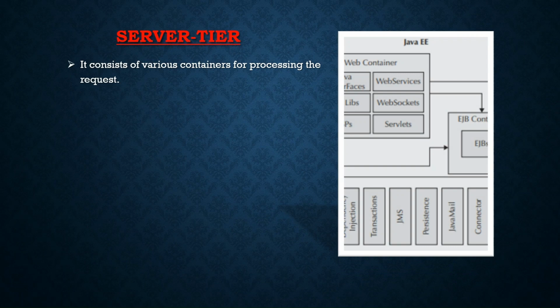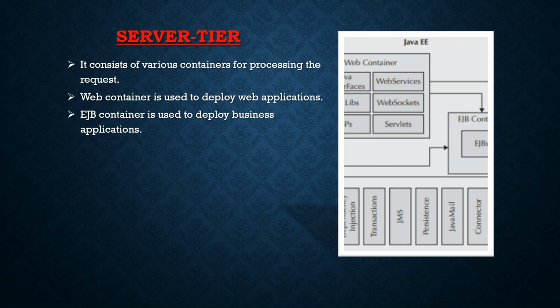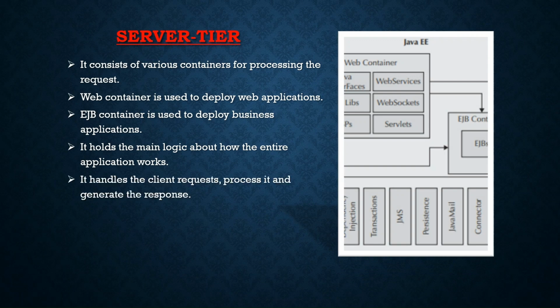It consists of various containers for processing the request. Web container is used to deploy web applications. EJB container is used to deploy business applications. It holds the main logic about how the entire application works. It handles the client requests, processes them, and generates the response.